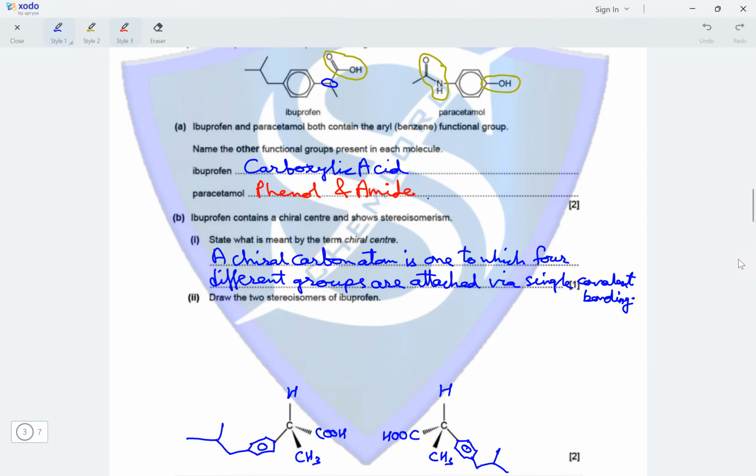And we can also include a mirror in between, showing that these are optical isomers, because the mirror indicates that they are non-superimposable mirror images of each other. And in this way, we have shown ibuprofen as being optically active, or having a chiral carbon atom.